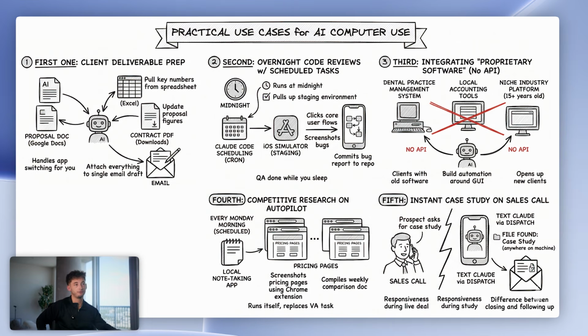Fourth is competitive research on autopilot. So you can schedule Claude to open a local note-taking app every single morning, pull up 3 or 4 competitor websites using the Chrome extension, screenshot their pricing pages, and compile a weekly comparison doc. If you're running an agency and tracking how competitors are actually positioning, that is a task that a VA may have taken like 30 minutes to perform. Now it runs itself.